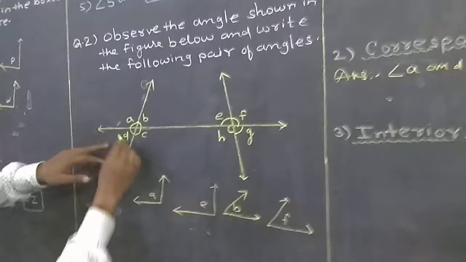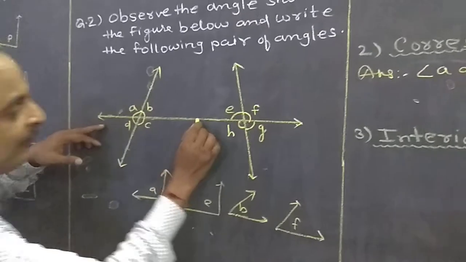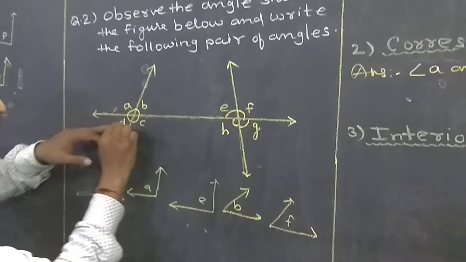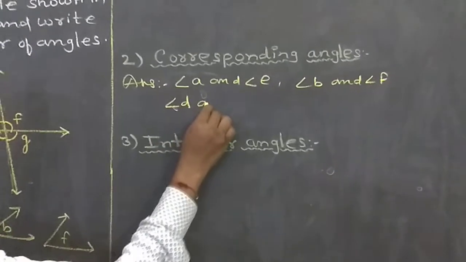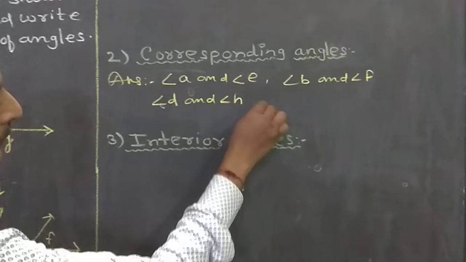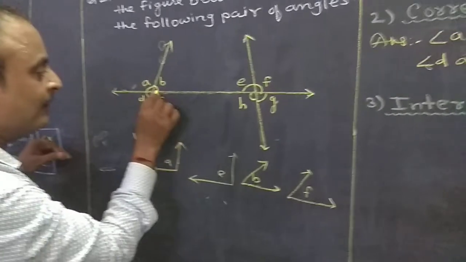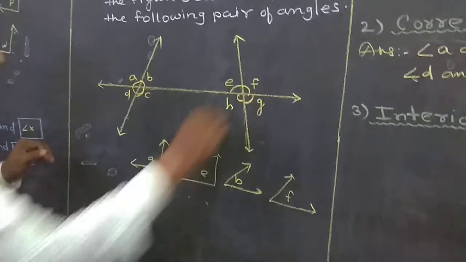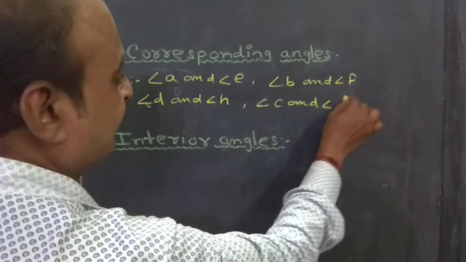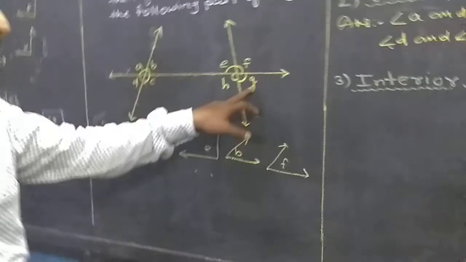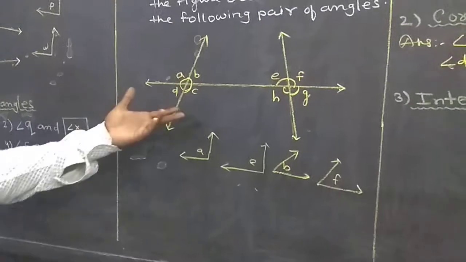See, on the downside here also, this angle and this angle are in the same position. So angle D and angle H. And similarly here also you can see this angle and this angle are in the same position on the transversal. So angle C and angle G. This will be a pair of corresponding angles. Now there is no other possibility of corresponding angles. We have completed all of them here.